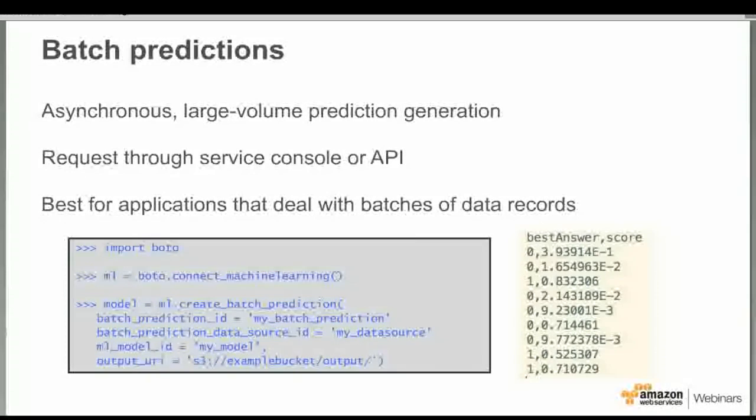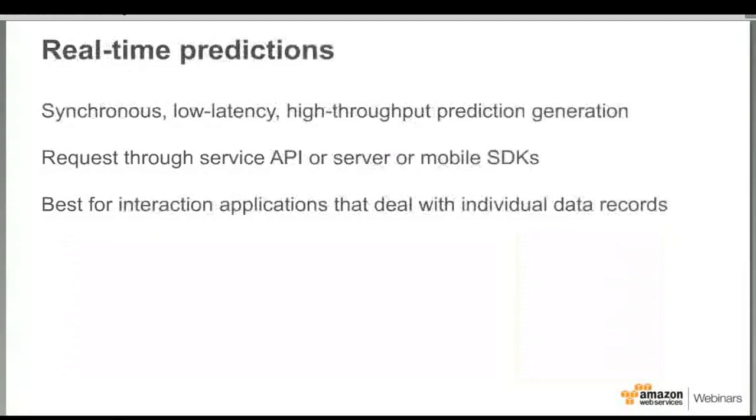And the first column is the best answer, which is obtained by comparing that score against the score threshold that we established earlier to determine the right balance of false positives to false negatives in this case. So that's batch predictions. The second interface is real-time predictions.